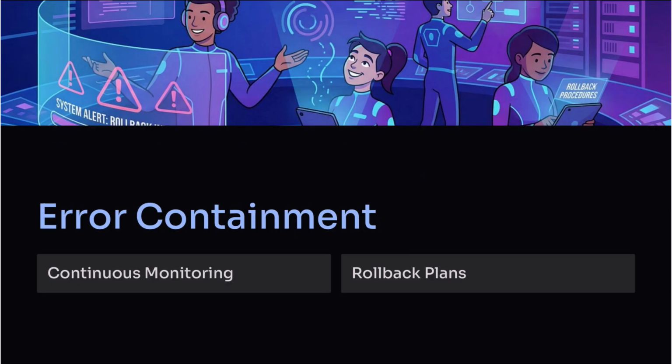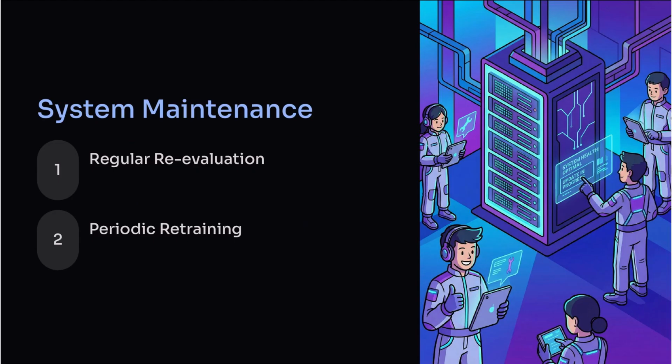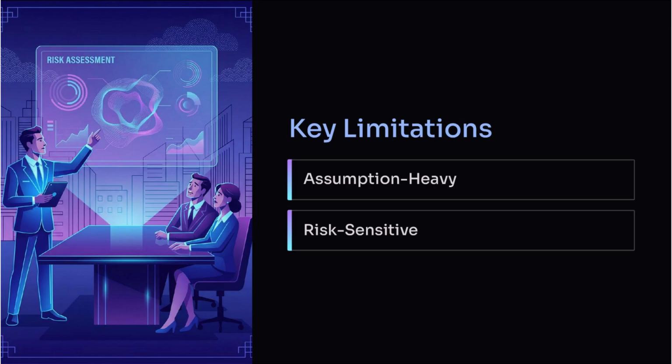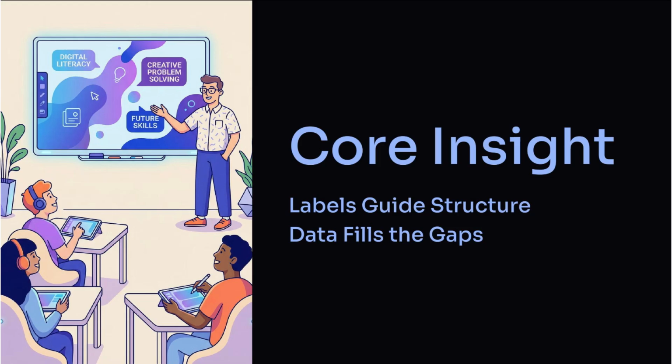Strengths include efficiency, scalability, and practicality. Limitations include assumption sensitivity and error amplification risk. The key idea is that labels guide learning while data fills gaps. This approach balances practicality and performance in real-world settings. Semi-supervised learning bridges the gap between other learning paradigms.